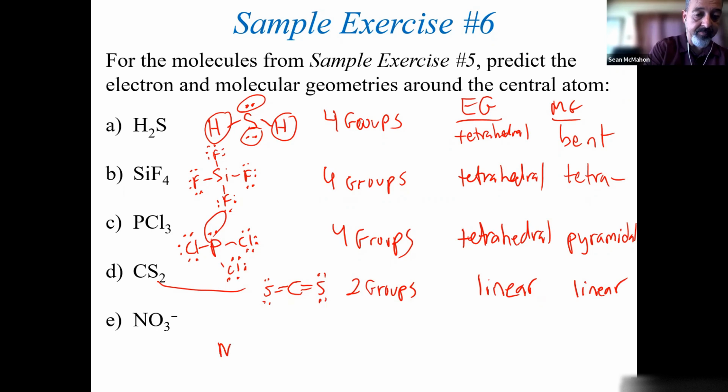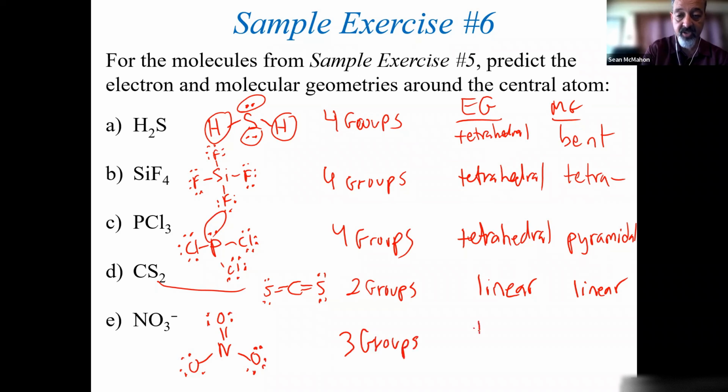Nitrate. This is what we did last time. You could look at your notes. If you're taking notes, it'll be helpful. So there I have how many groups? 3 groups. So that's trigonal planar. Because all the groups are atoms, there are no lone pairs, so the molecular geometry is also trigonal planar.